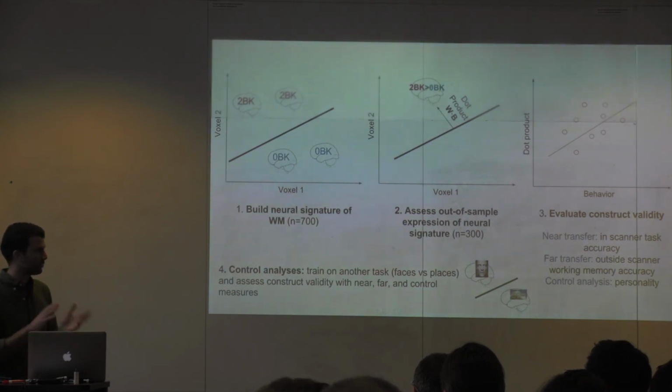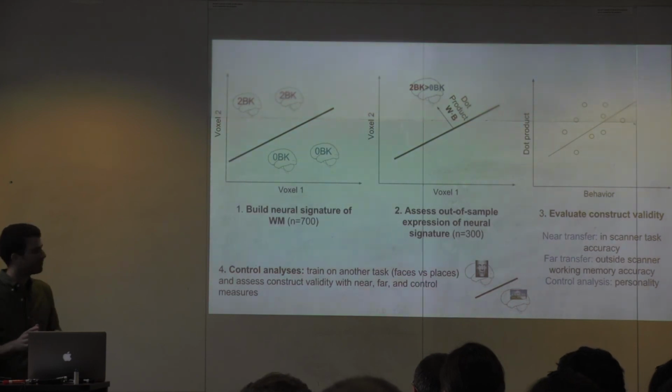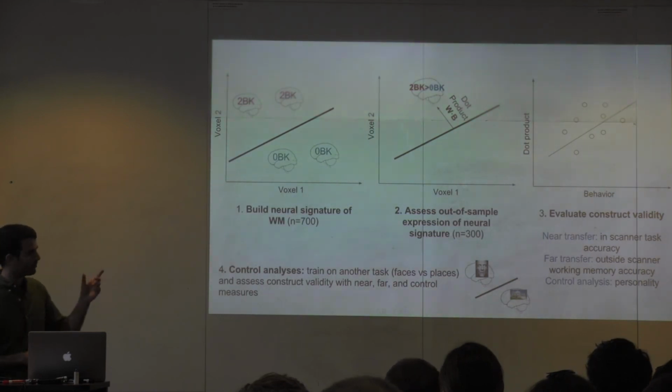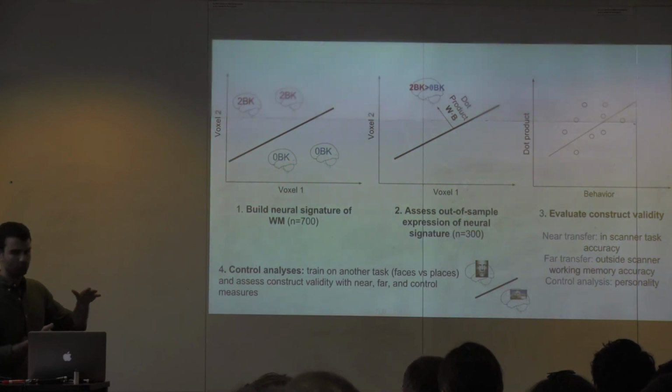Then we took that model and applied it to a test set of 300 more subjects, where we took the weights in that SVM and computed the dot product between the weights and the 2-back greater than 0-back beta map for those 300 subjects. This is an oversimplification, but the basic idea is that the dot product is essentially a distance to the hyperplane, to the fitted decision boundary. Then we took that dot product and correlated it with various forms of behavior.